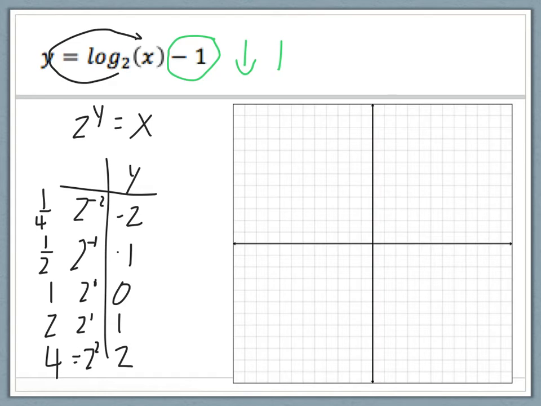Either of those would work. It's okay to use decimals when you're plotting your points if that makes more sense for you. If not, you can always just use your fractions. Okay, so let's plot these points.